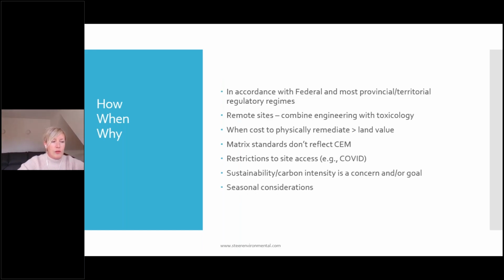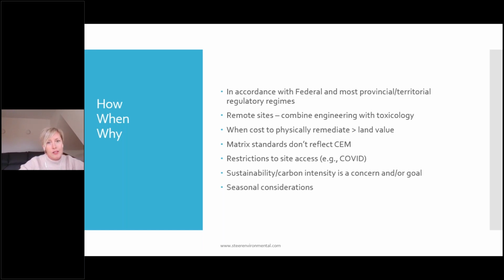So risk assessment has way more applications than I think I currently see it used. I know it's really commonly used to address inaccessible contamination. For example, a plume has gone under one corner of the building and you can't physically remediate it, but it has many more applications and many more opportunities for use. It can be done in accordance with federal and provincial or territorial regulatory regimes.